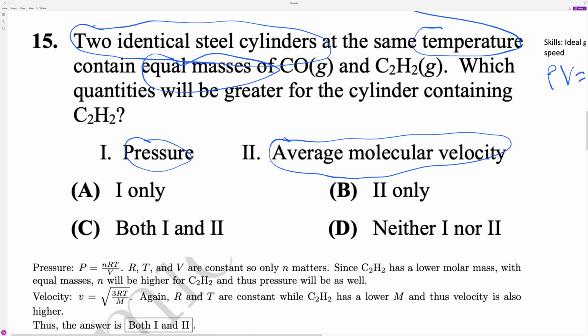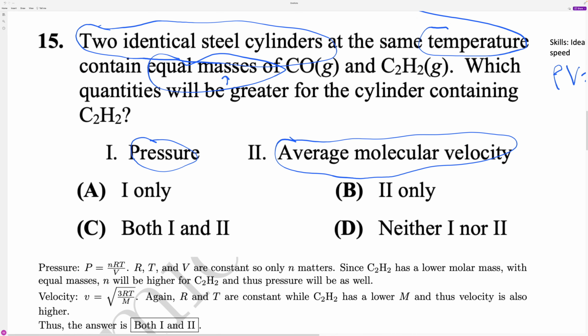And remember that it says equal masses of CO and C2H2. So since C2H2 has a lower molar mass, the number of moles is going to be higher with equal masses, because you're able to get more moles out of the same amount of mass, if that makes sense.